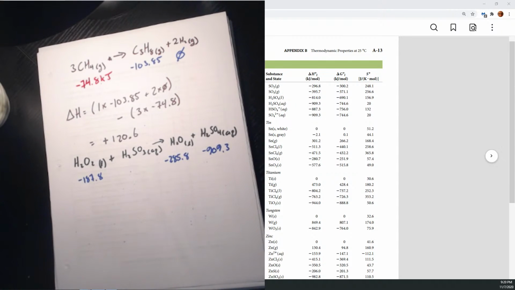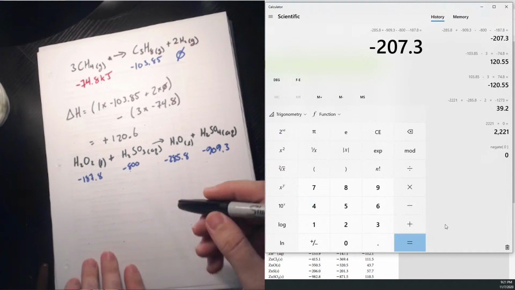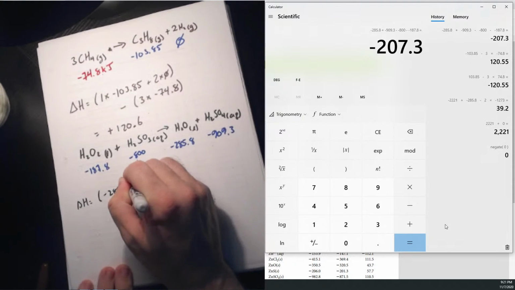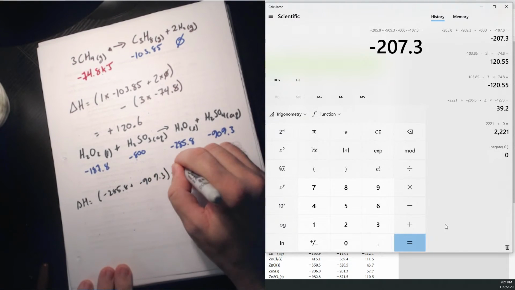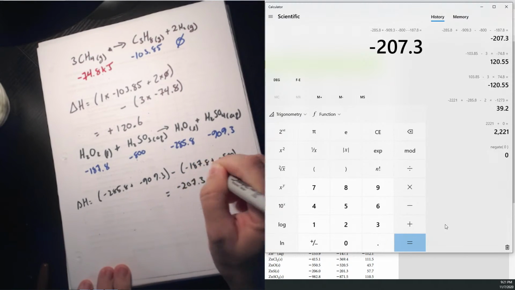I'm sure that was a really fascinating bit of... Okay, so I'm just going to make something up. Negative 800. All right. So 1-to-1 to 1-to-1, so products minus reactants. Delta H equals negative 285.8 plus negative 909.3 minus negative 187.8 plus negative 800 equals negative 207.3 kilojoules.